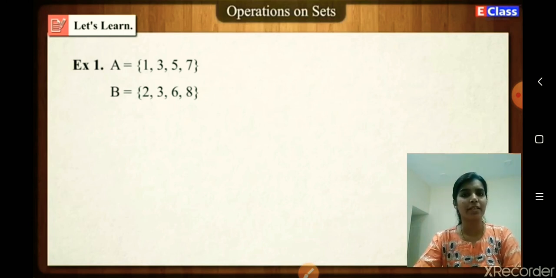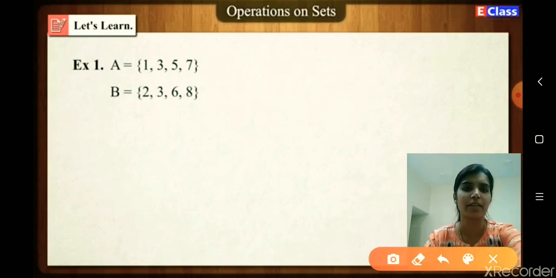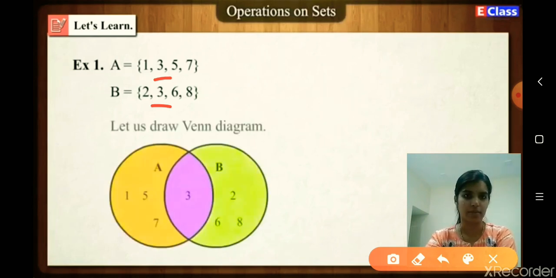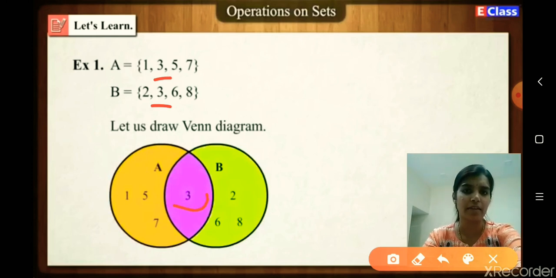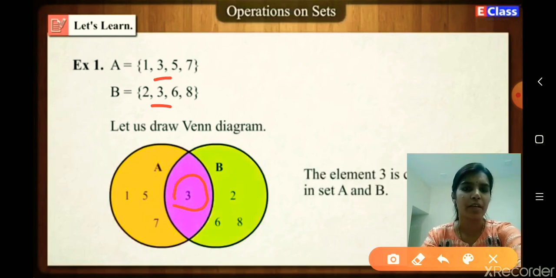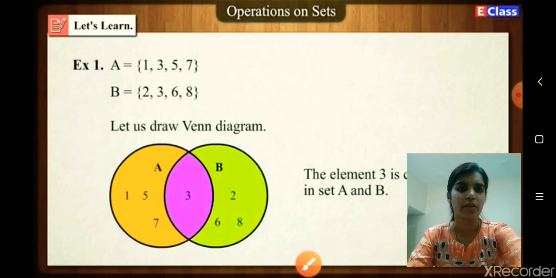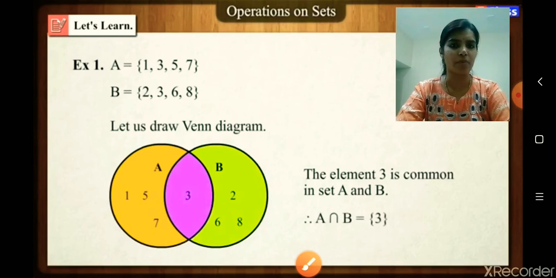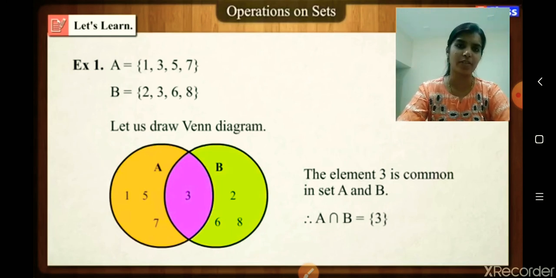We represent both sets by the Venn diagram. We have to select which elements are common. 3, 3. Again, is any element common? No. So we draw two intersecting circles, and in the middle we write the 3, because the intersection set contains it. The elements of A are 1, 3, 5, 7 and the elements of B are here. You will see that the element 3 is common in sets A and B. Therefore A intersection B is equal to {3}.